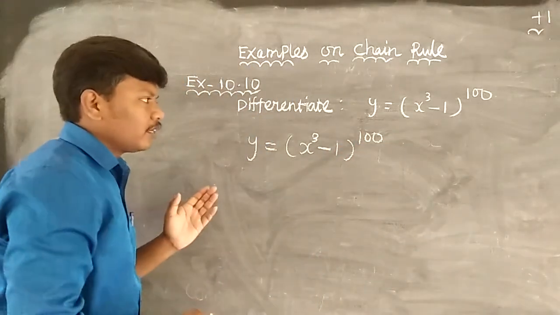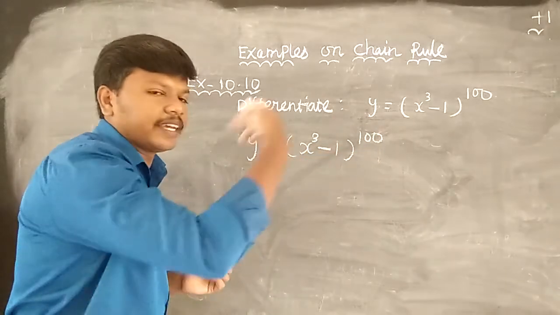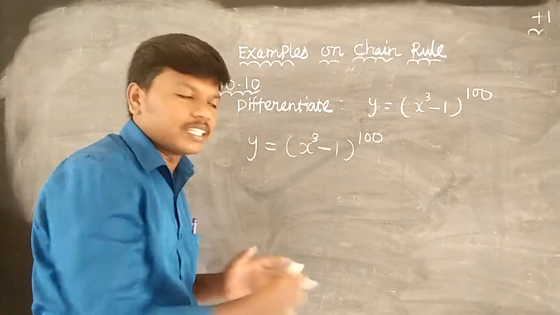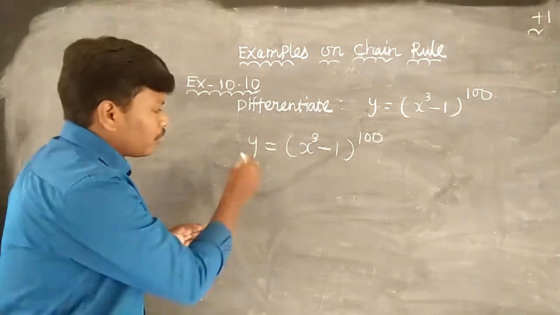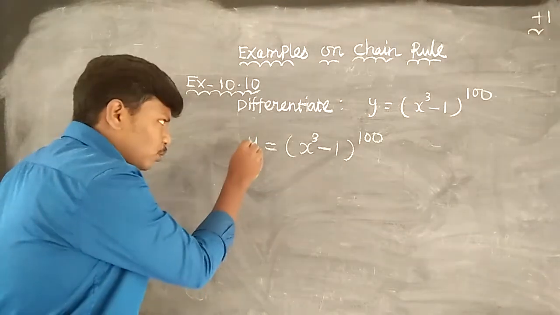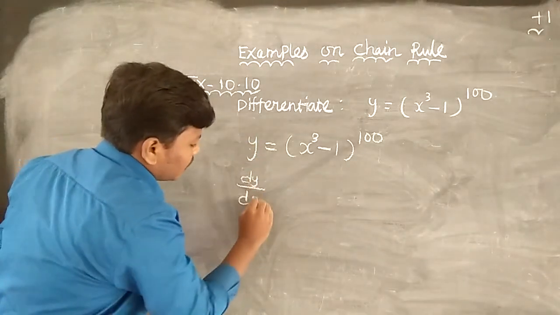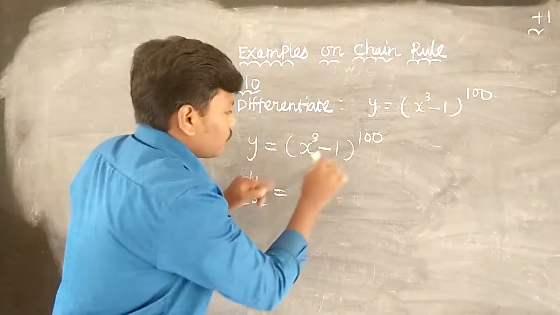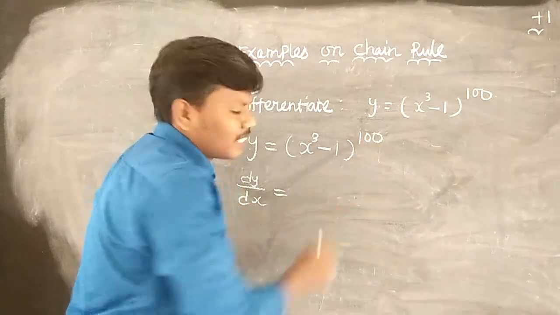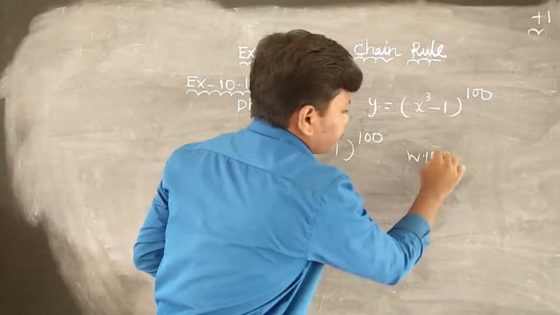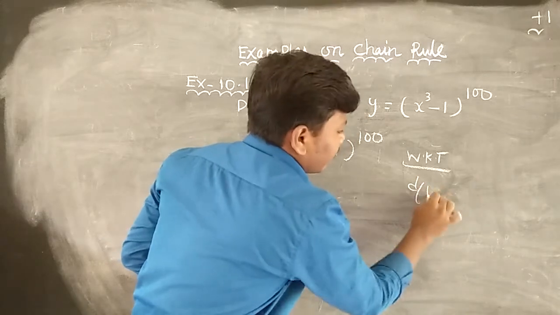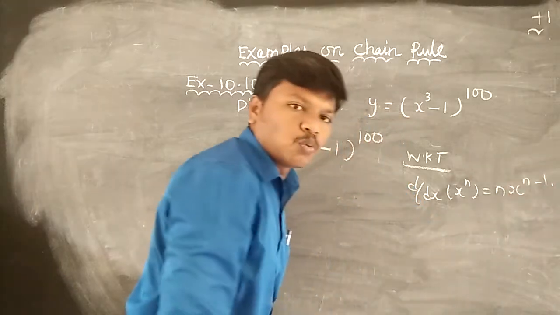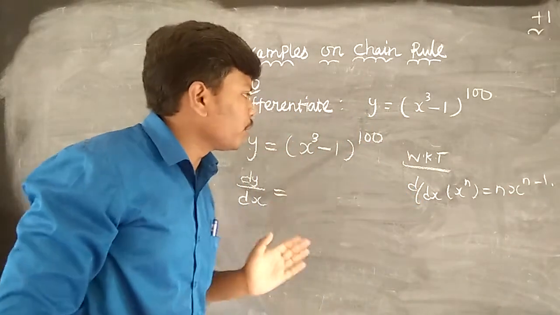Okay, so we already know that if you differentiate x power n, you get n into x power n minus 1, and you have to differentiate the inner function. That's it. So now I am going to differentiate with respect to x. If you differentiate y, you get dy by dx, that is equal to... I am going to differentiate it. Look at the power value, it is 100. So we know that d by dx of x power n is equal to n into x power n minus 1. So that's the formula we are going to use now.